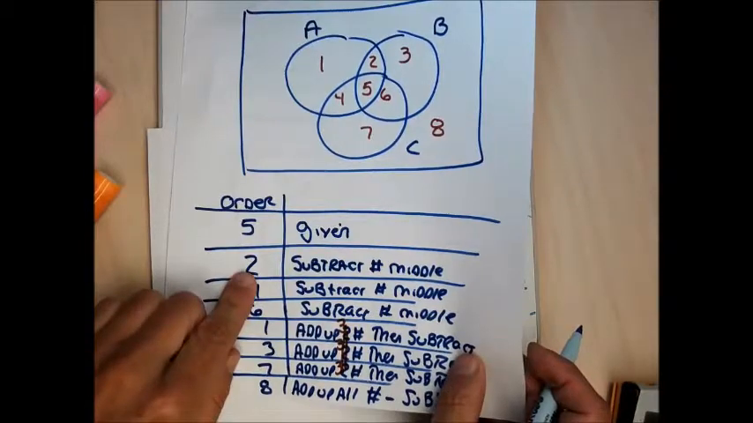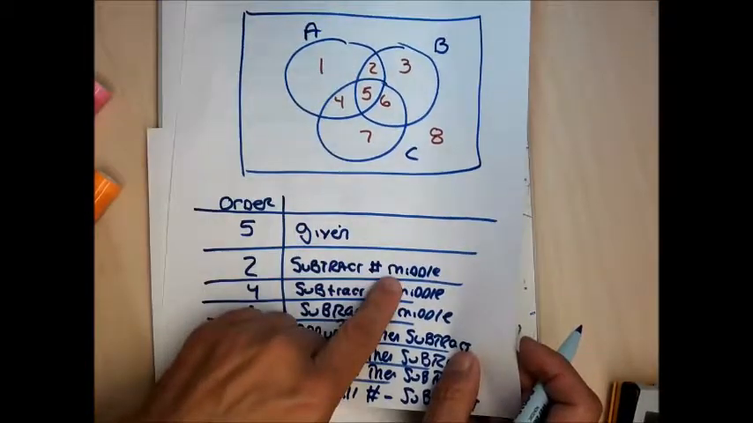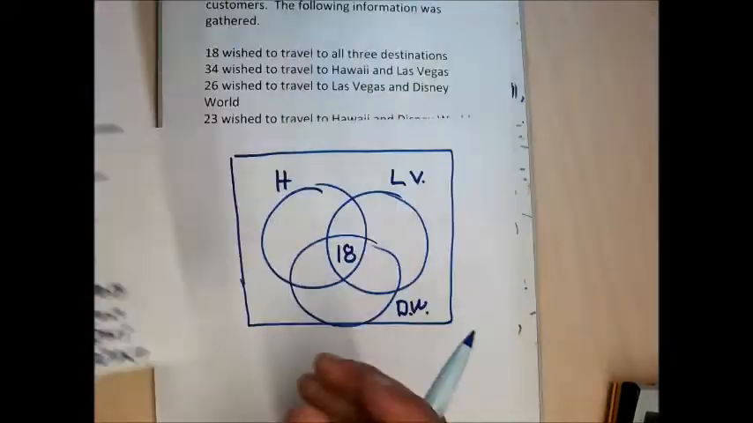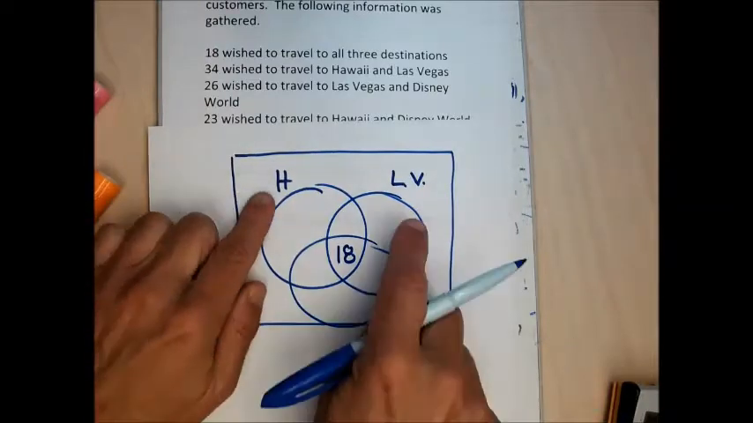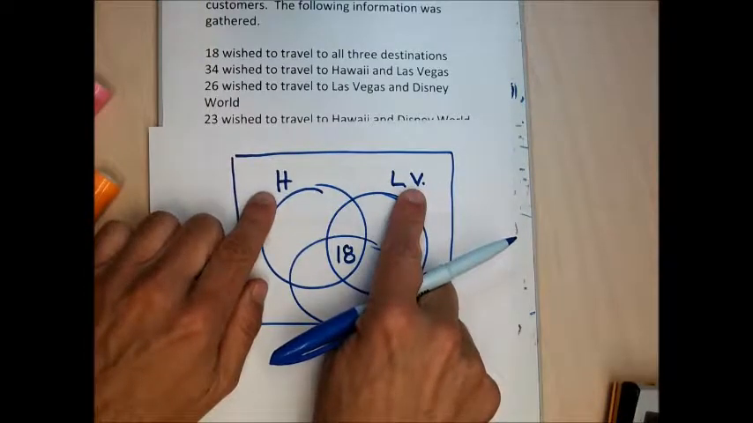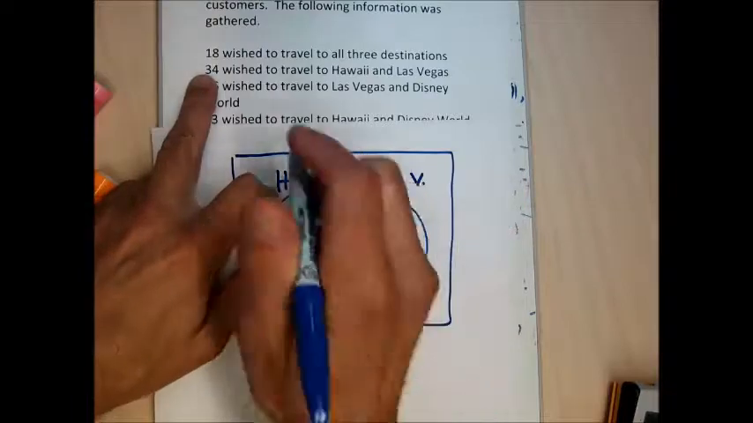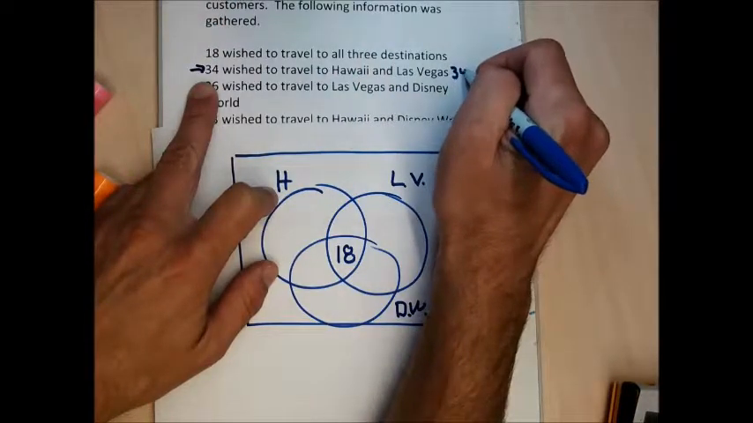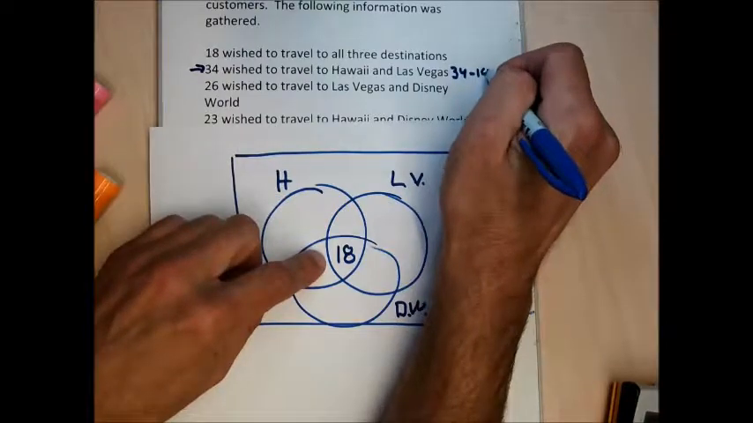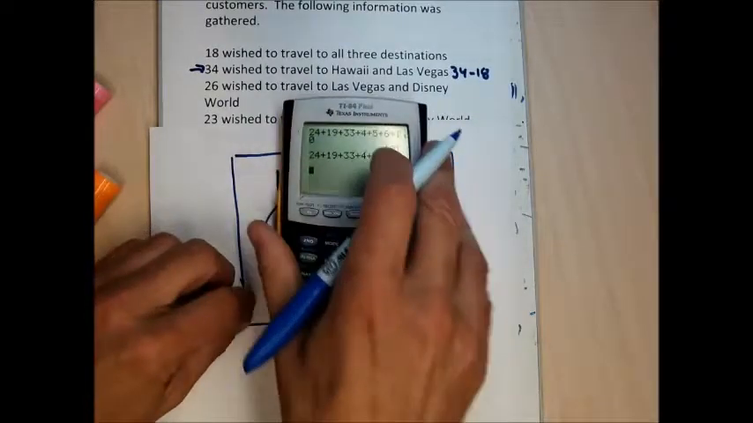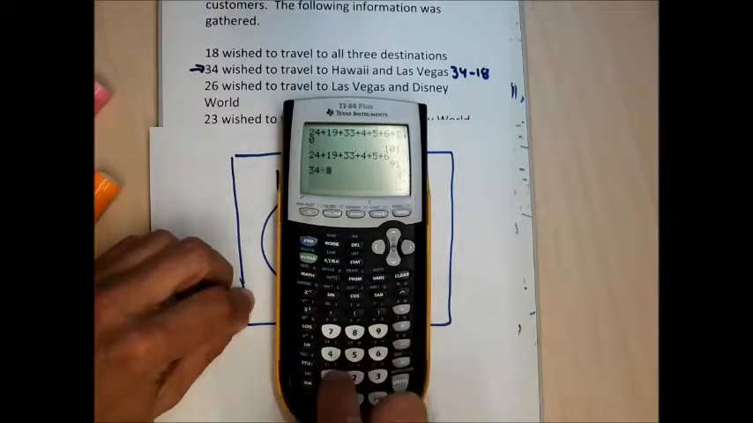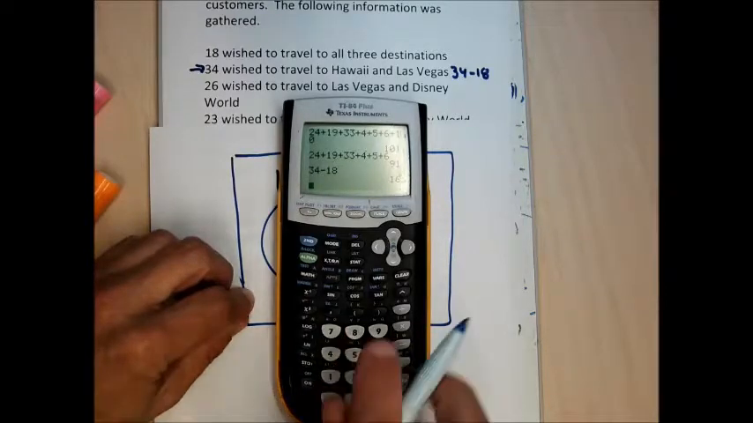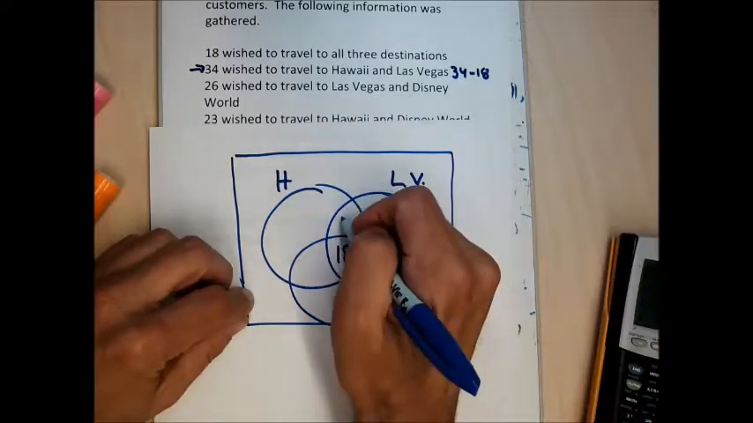Now I'm going to move on to do region 2, and to do region 2, I need to subtract the middle number. Region 2 for me is Hawaii and Las Vegas. People that want to go to both, I'm going to take this 34 right here and subtract the middle number, and 34 minus 18 is what's going to go in that region, which is 16. So in region 2, I'm going to put 16.